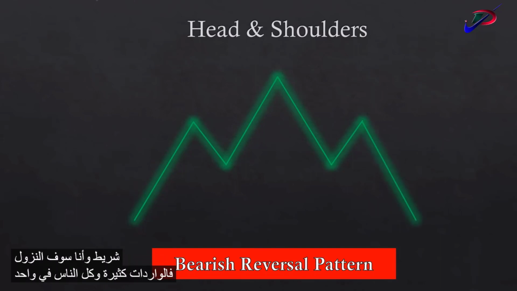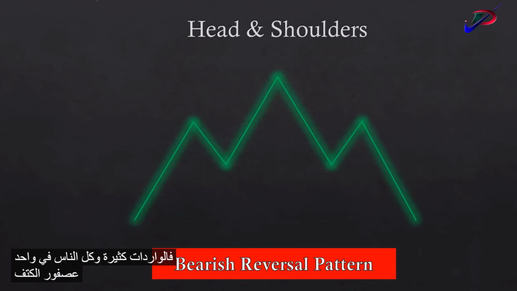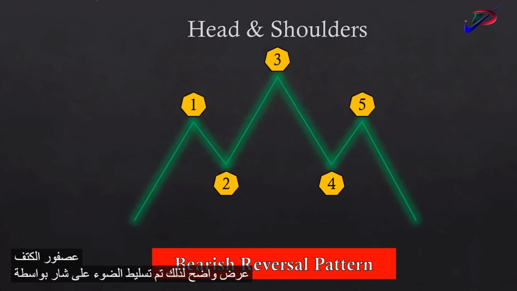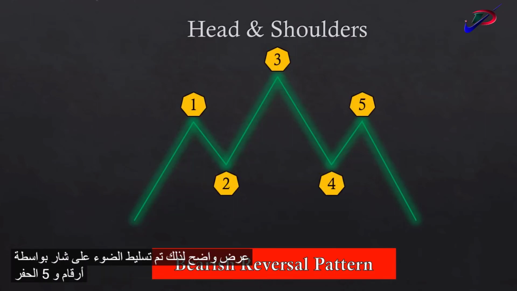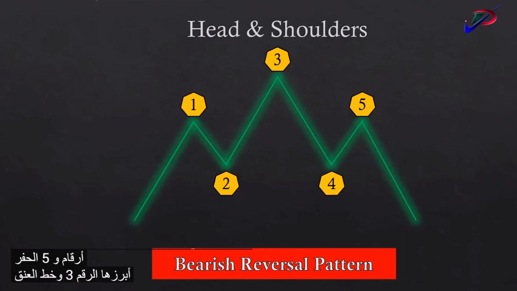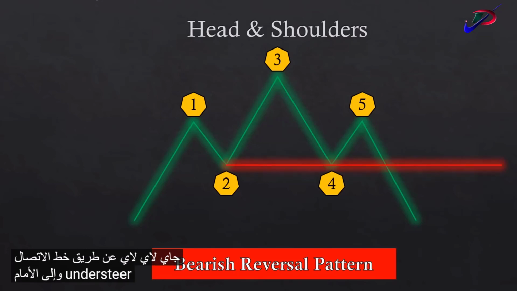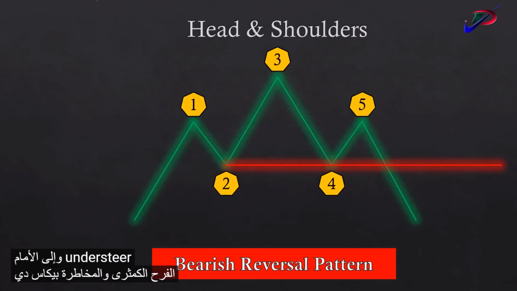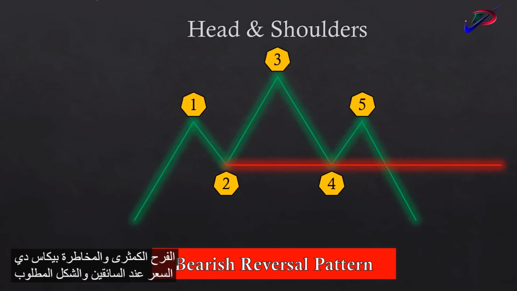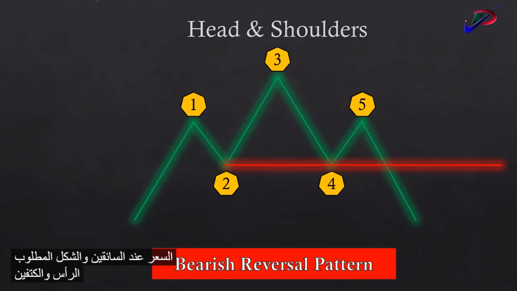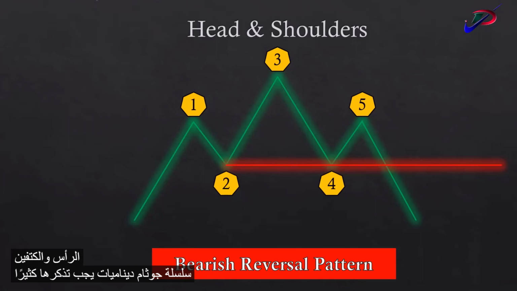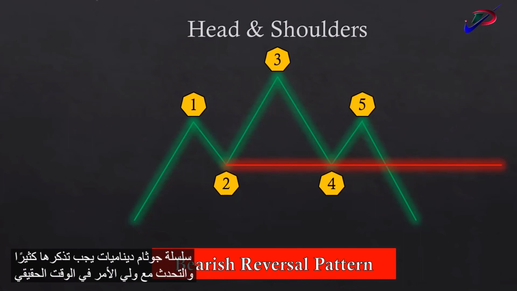There are a few important elements in a head and shoulders pattern. We have the shoulders, which are highlighted by numbers 1 and 5, the head, which is highlighted by number 3, and the neckline, which is highlighted by the line connecting numbers 2 and 4. This chart pattern receives this name because the price action will resemble the shape of head and shoulders, which is something that makes it easier to remember and detect the pattern in real time.